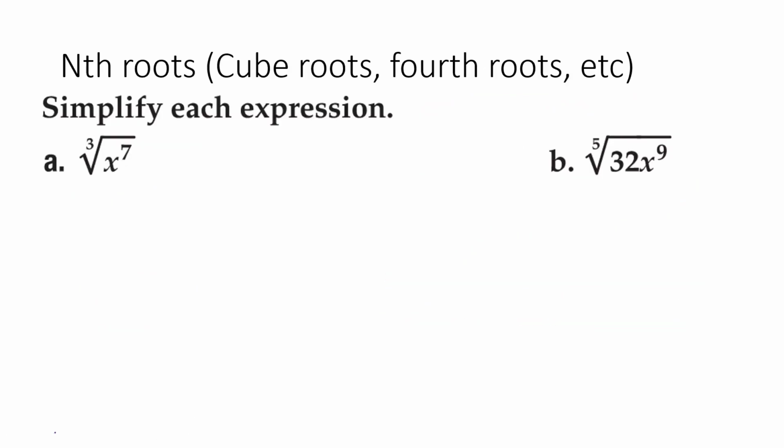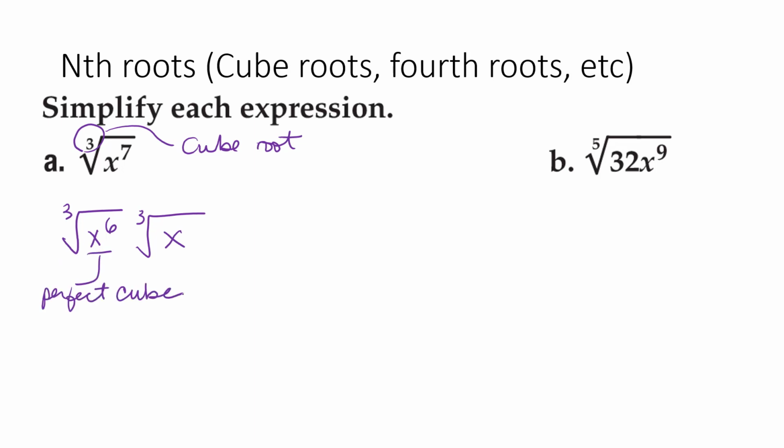This is a little bit new now, but it's going to be the same idea. Instead of trying to pull out perfect squares, this is a cube root. So that means I'm going to try to write things as perfect cubes. So x to the 6th times x is x to the 7th. This is the perfect cube part.